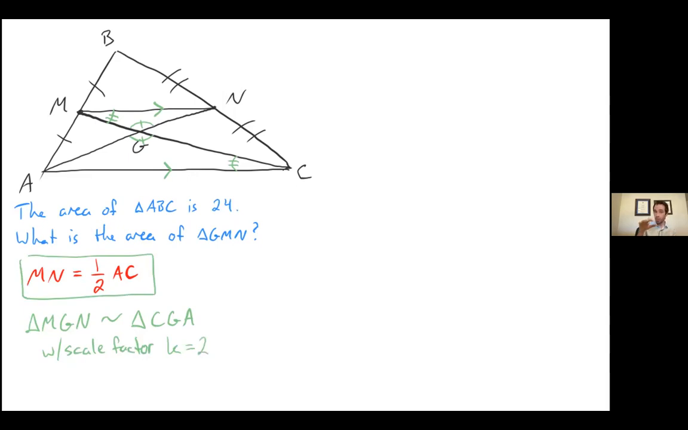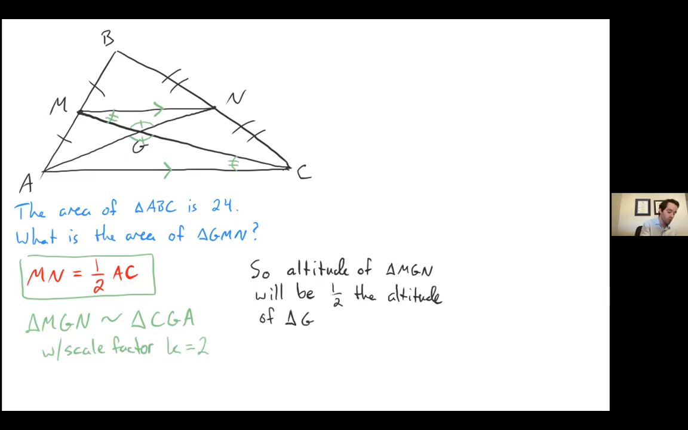So I want you to think about what this means. This means that the altitude of triangle MGN will be 1/2 the altitude of triangle, oops, I wrote GG, CGA. It'll be 1/2 the altitude of CGA.